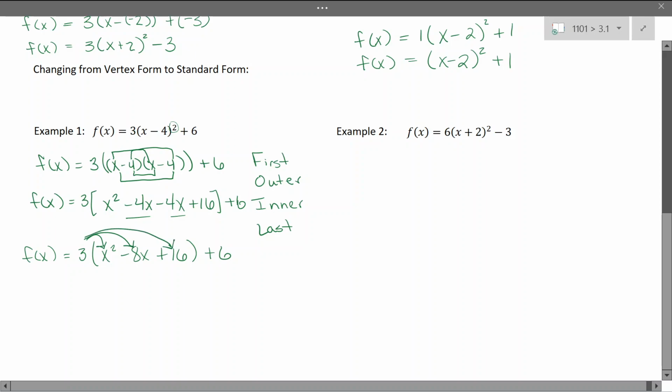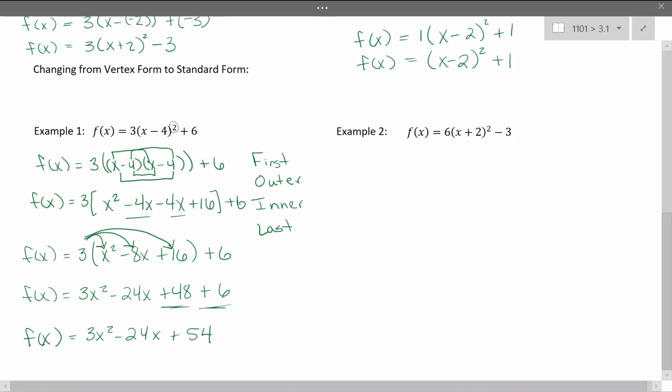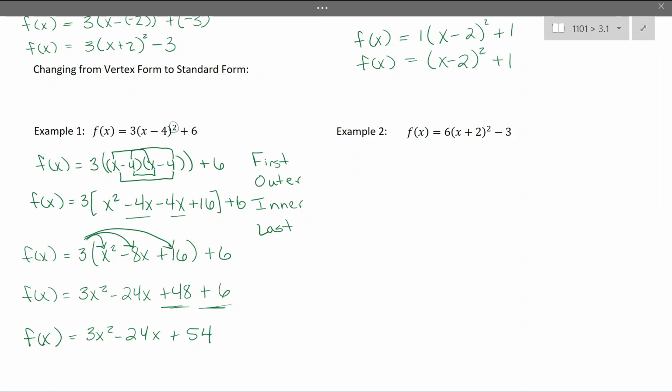This is going to get multiplied to each term. So we'll have f of x equals 3x squared minus 24x plus 48 plus 6. Now, our last step is just to combine like terms again. We have this 48 and this positive 6, so we have f of x equals 3x squared minus 24x plus 54. And now it's in standard form. So let's try another example.